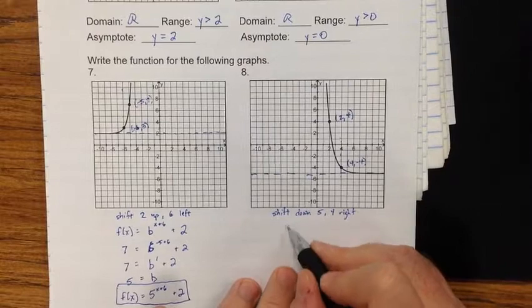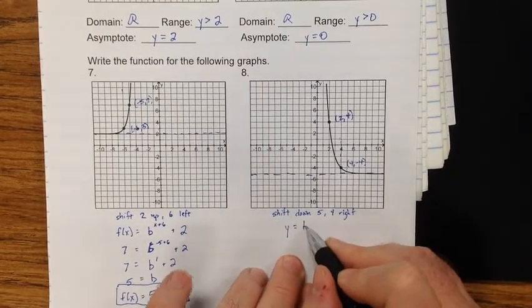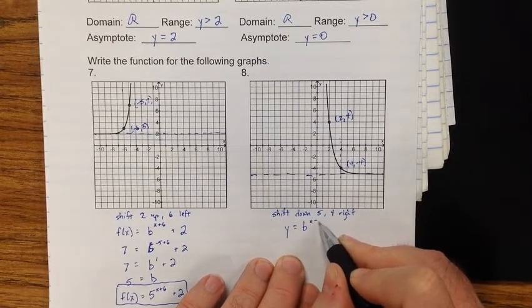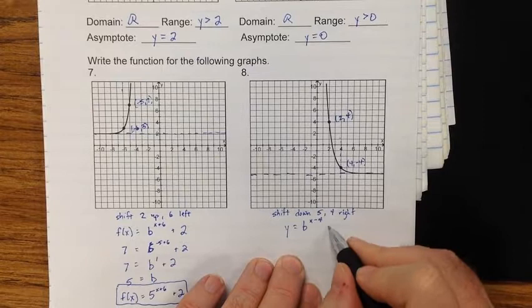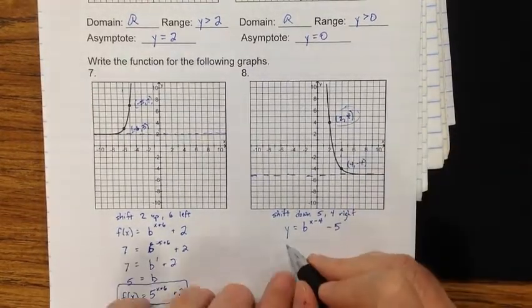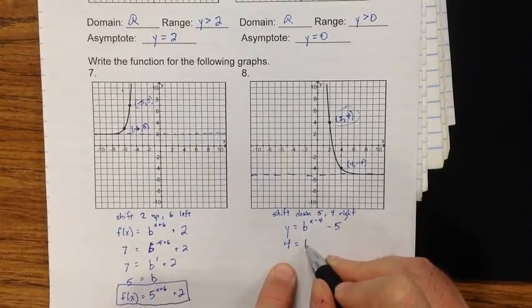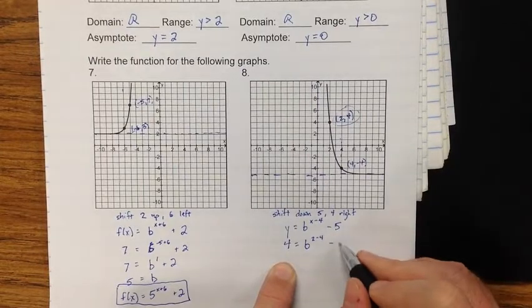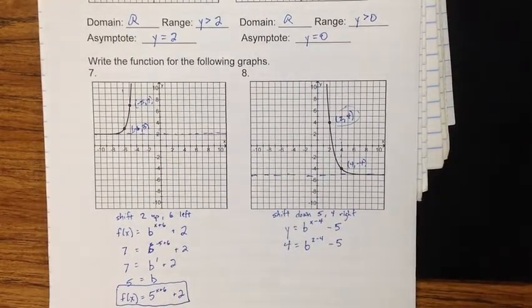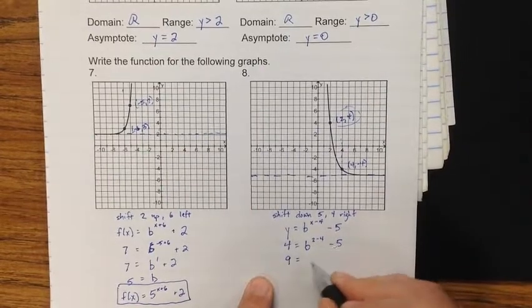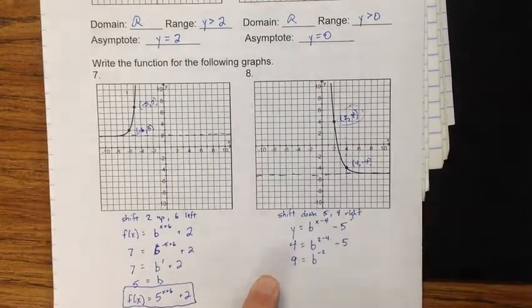So in general, I'm going to just use y instead of f of x here. y is equal to b, right 4 is going to be minus 4, and down 5 will be a minus 5. And now I'm going to plug in this point 2, 4. So 4 is equal to b to the 2 minus 4 power minus 5. I want to add 5 to the other side. That gives me 9. 2 minus 4 is a negative 2, so b to the negative 2 power here.